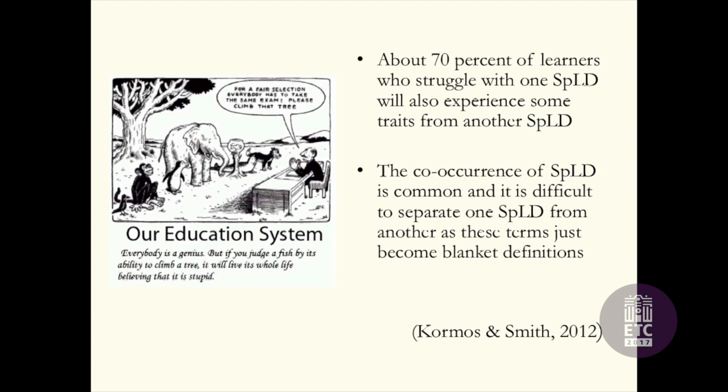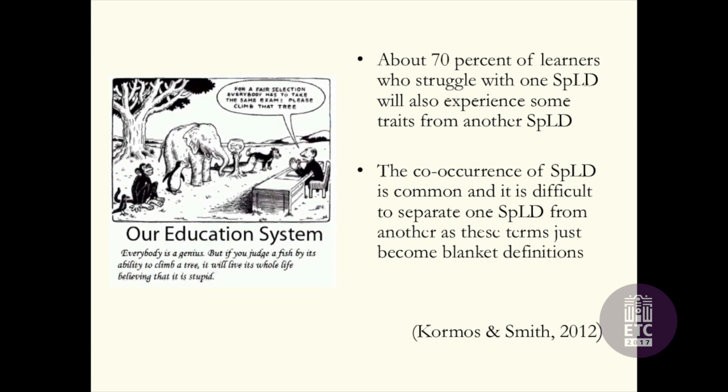And also, we need to remember that of these students, there is co-occurrence between these learning differences. So of those 2 students, if you have 20, 70% of those students will have more than one learning difference that will appear when they're acquiring a language or in other parts of their studies. So co-occurrence is really, really common.